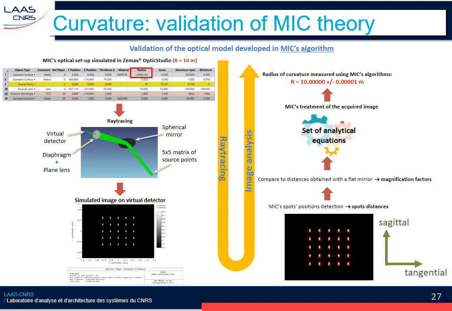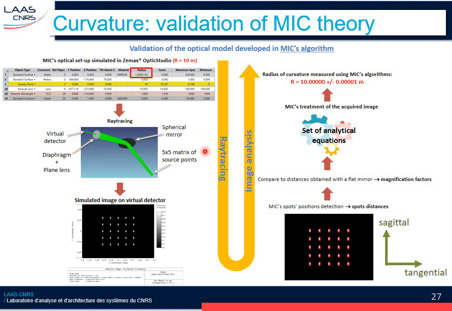In order to validate the set of analytical equations, we created a numerical model of our system, here in tilted configuration at 70 degrees, with the Zemax OpticStudio software. In this model, we can also set the curvature of a spherical mirror here, which is set to 10 meters, and which will simulate the wafer. The object is here made of a 5 by 5 matrix of source points, and the camera and its lens are simulated by a diaphragm plus a plane lens on a virtual detector.